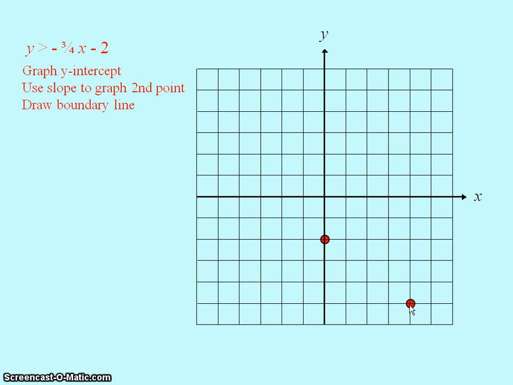Okay, the boundary line, it's just greater than, so it's going to be a dashed line. Since it's greater than, I'm going to shade. This is where everything's above. This is where I shade.